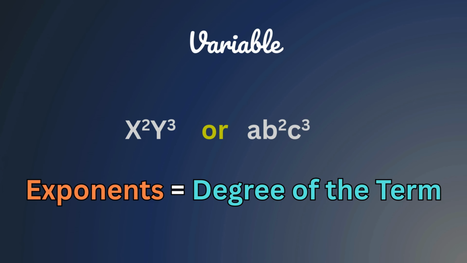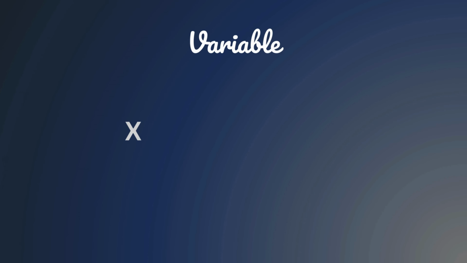Now, here's a cool fact. Even if the exponent is 1, we don't need to write it down. For instance, x is just x to the power 1. We don't bother showing the exponent because it doesn't change anything. Similarly, when you see y alone, it's really the same as y to the power 1. It's simple but important to note.